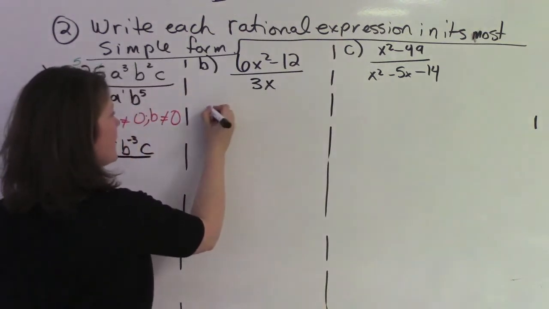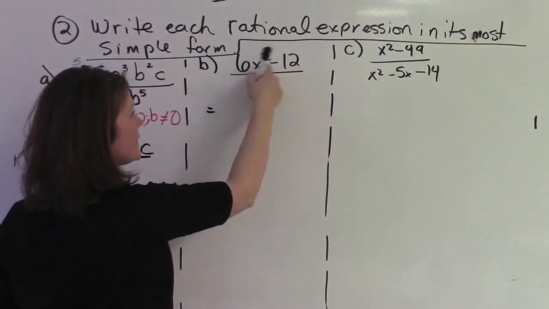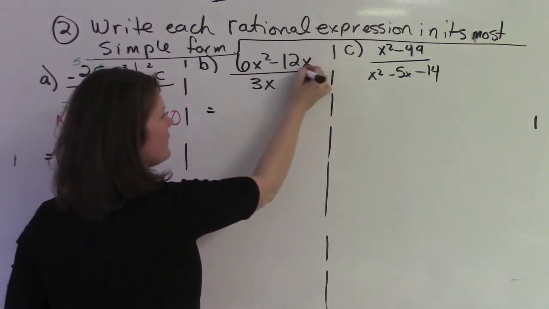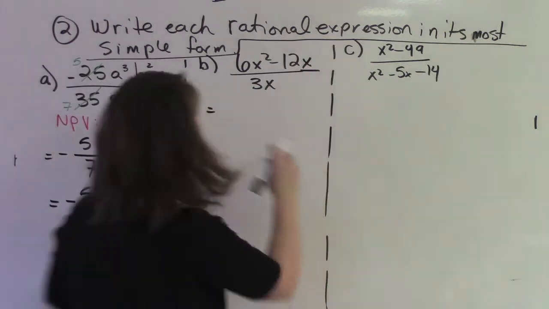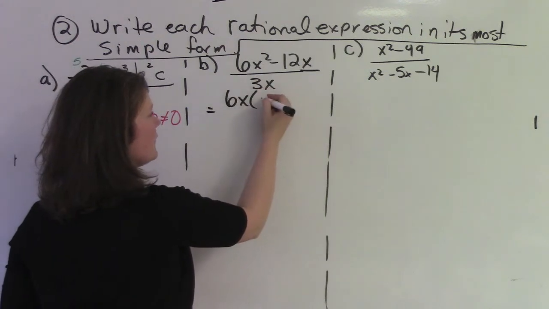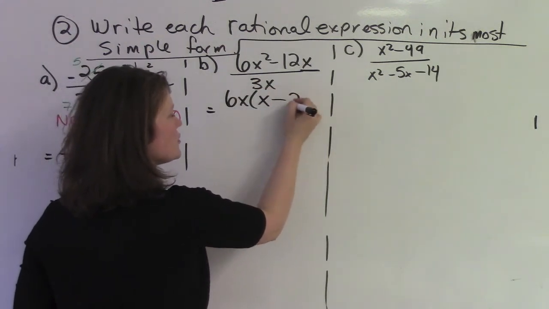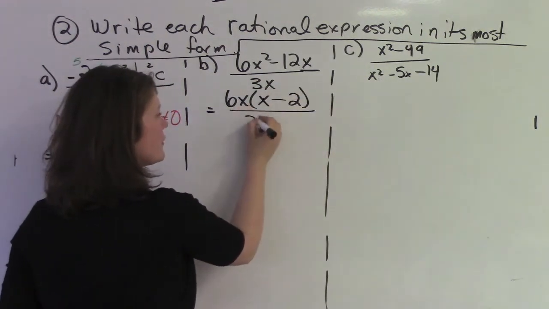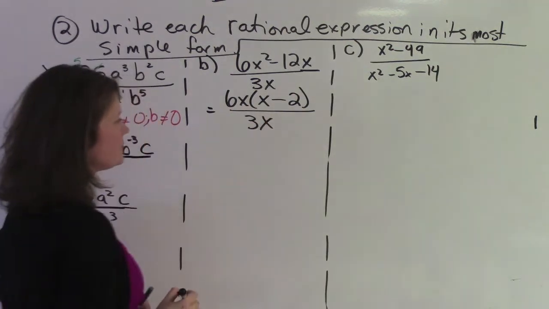Step number 1, factor. I'm going to pull out a 6, sorry, this should actually have an x here. Sorry about that, folks. I'm going to pull out a 6x from both of these. 6x, we're left with x minus 2 over 3x.